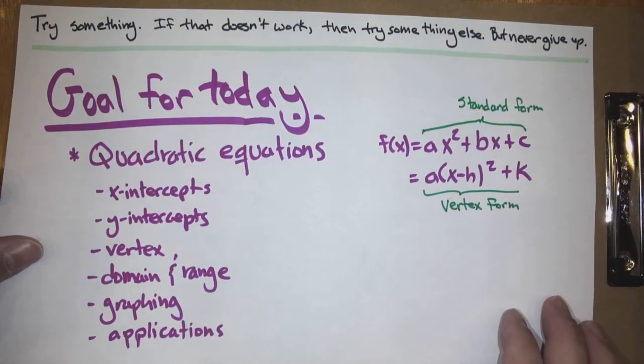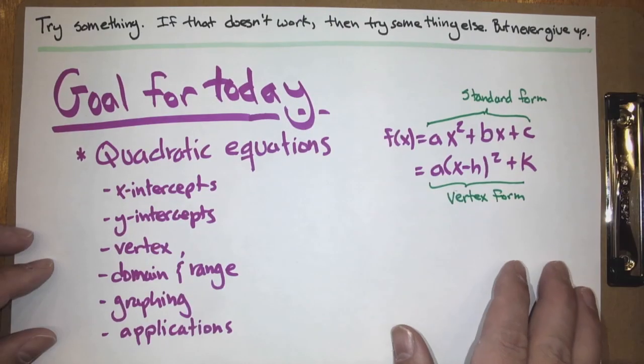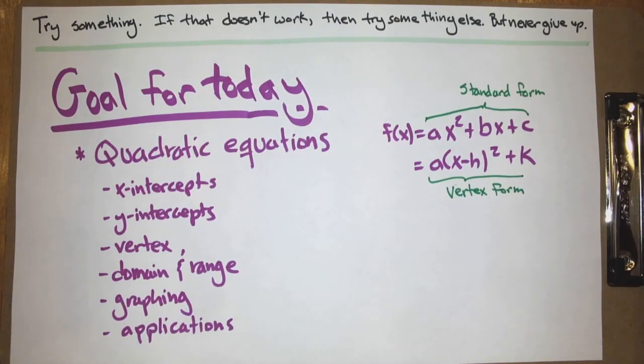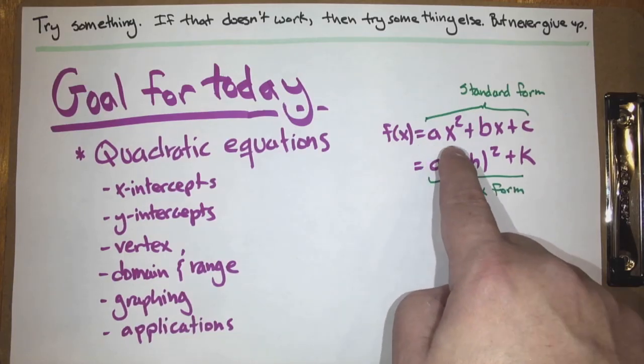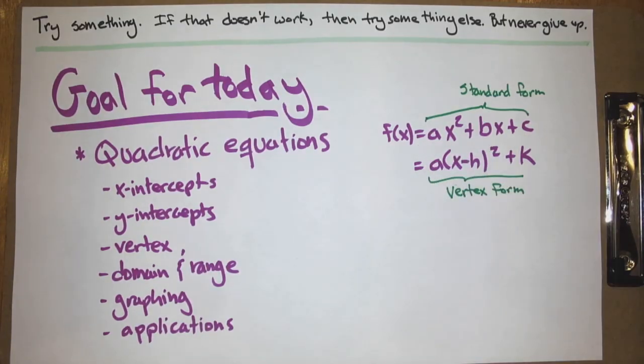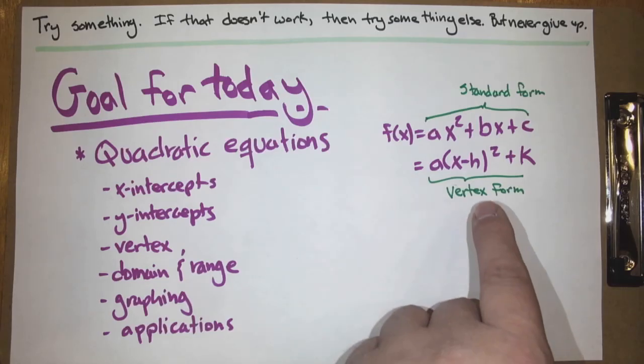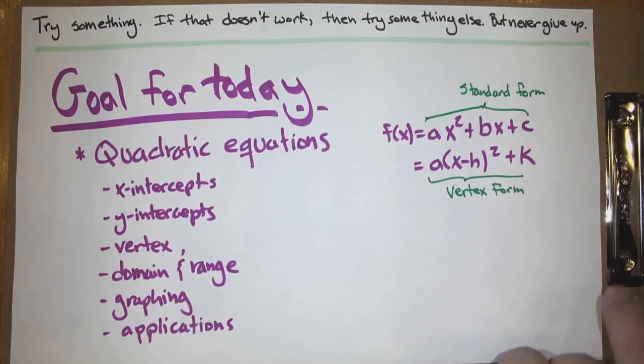All right. So, what's today? We're going to talk about quadratic equations. We'll talk about various shapes of it, x-intercepts, y-intercepts, the vertex, talk about domain and range, do graphing, and hopefully some applications. So what's a quadratic? Basically, if you look like ax squared plus bx plus c. Polynomial of degree 2. That's a quadratic. And every quadratic can be written as a times x minus h squared plus k. We call this vertex form. And we'll talk about what the vertex means in a second.